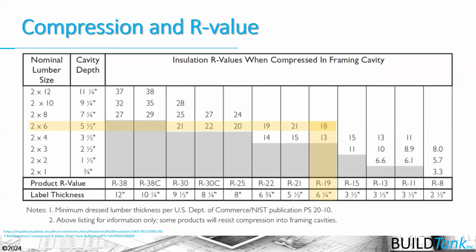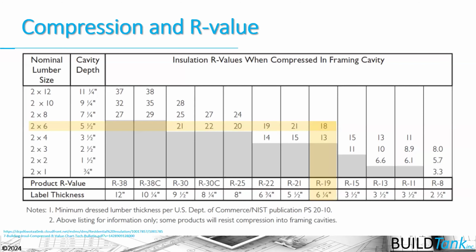They publish these charts, and you can see that an R19 bat in a 2x6 cavity is actually not an R19. That's why they've come out with R20, R21, and even an R22 bat that actually fits a 5.5-inch cavity and would get its rated R value if installed properly.